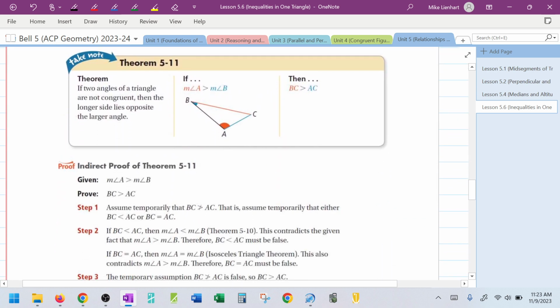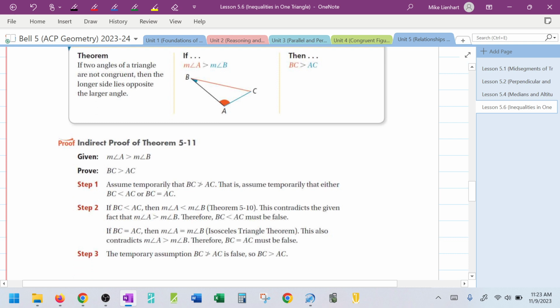Now, Theorem 5.11 is essentially the converse. It's saying if the angles are not equal, then the biggest side lies opposite the biggest angle. The smallest side, or shortest side, lies opposite the smallest angle. All right? And I threw this proof in here.